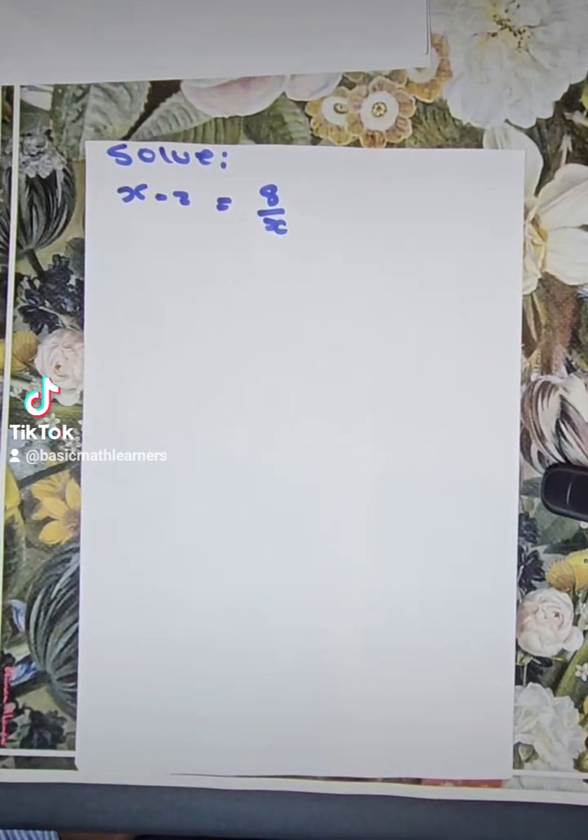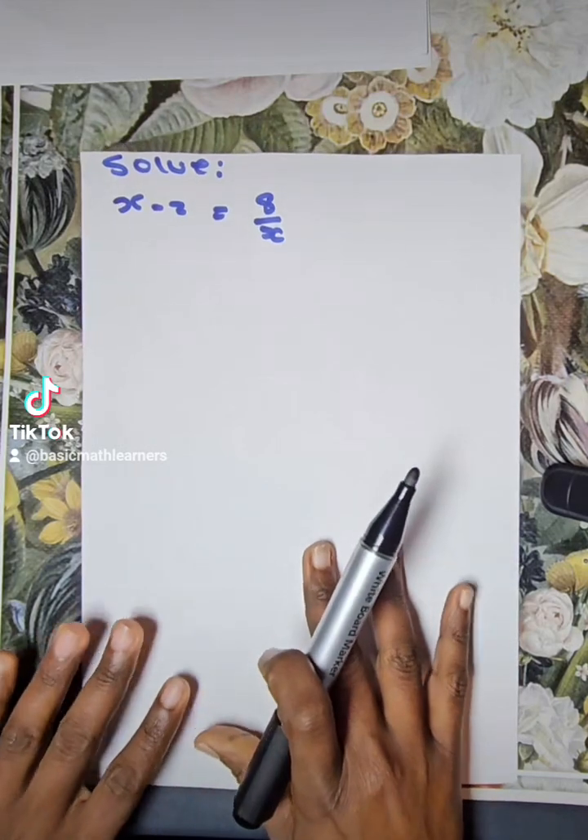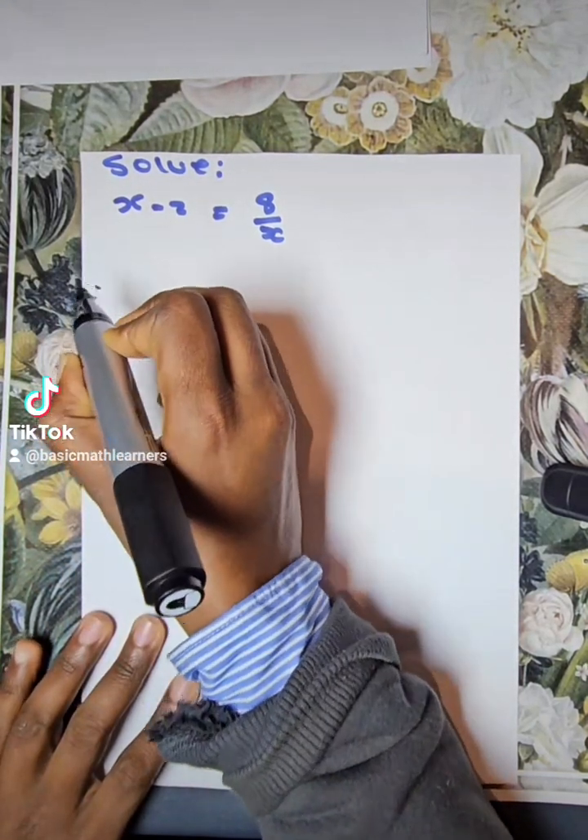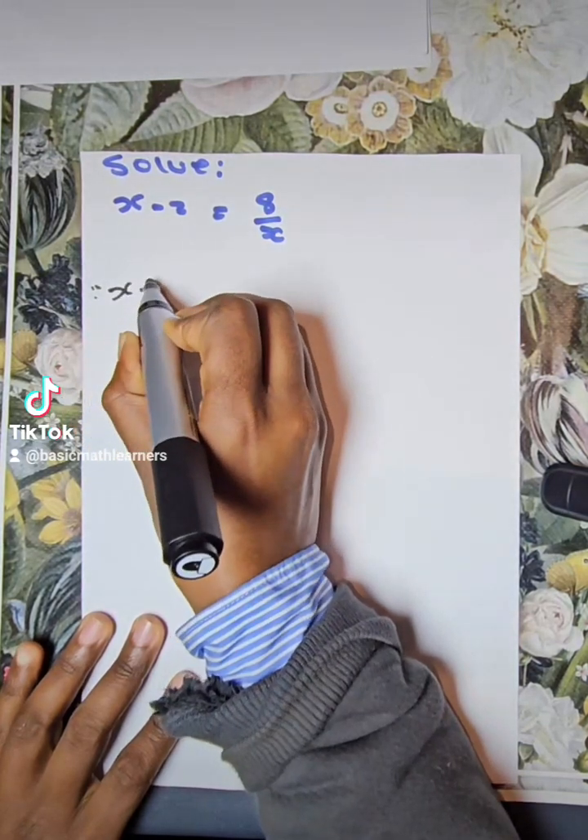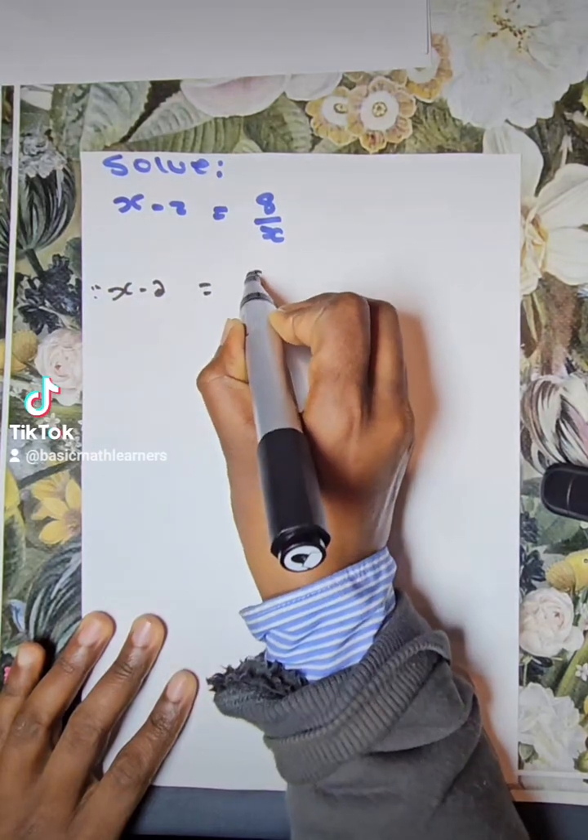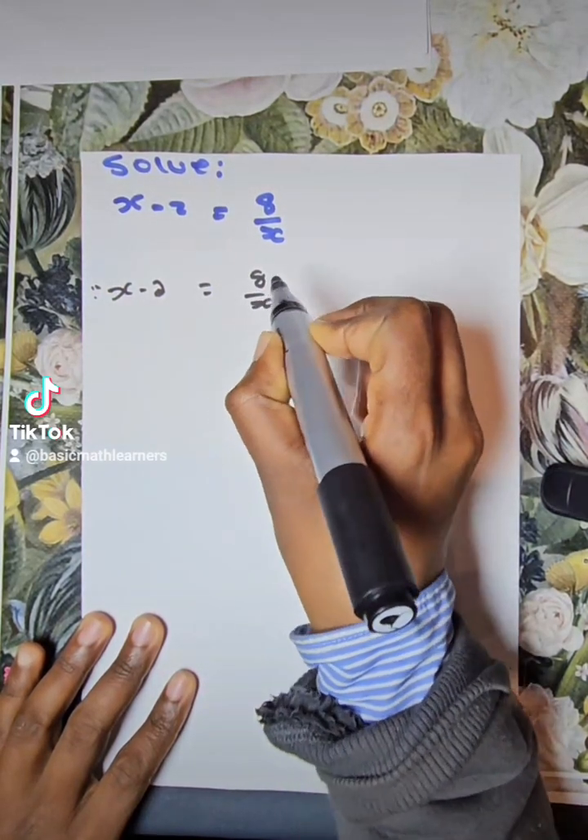Solve x minus 2 equals 8 over x. Well done. Here we have got an equation, and on the right hand side a fraction. So the first step that we need is to get rid of this fraction. We're gonna therefore say this equals x minus 2, which is equal to 8 over x.